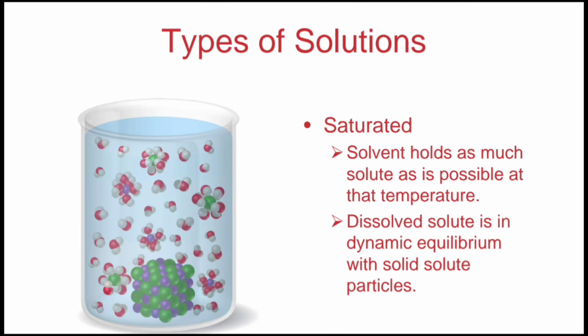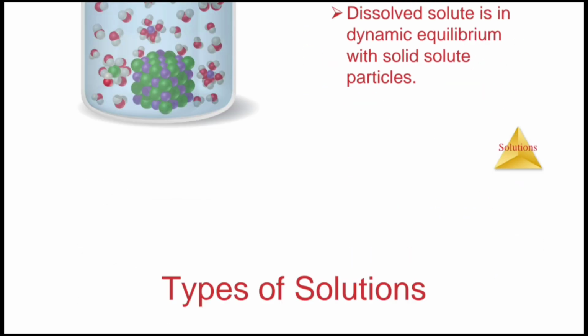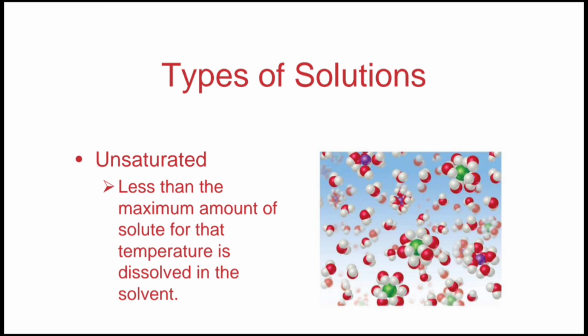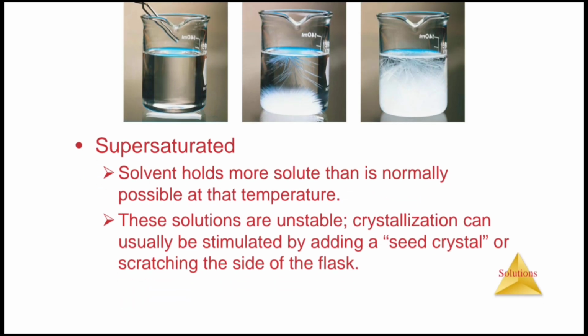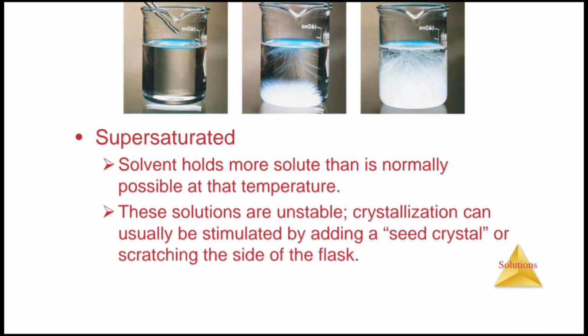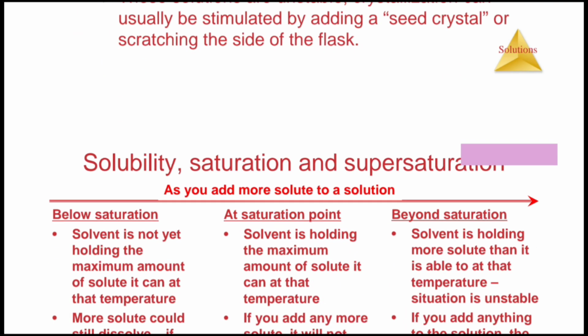Types of solution: a saturated solution is one where the solvent holds as much solute as is possible at that temperature. An unsaturated solution holds less than the maximum amount of solute for that temperature. A supersaturated solution holds more solute than is normally possible at a temperature. This is an unstable condition and results in crystallization.